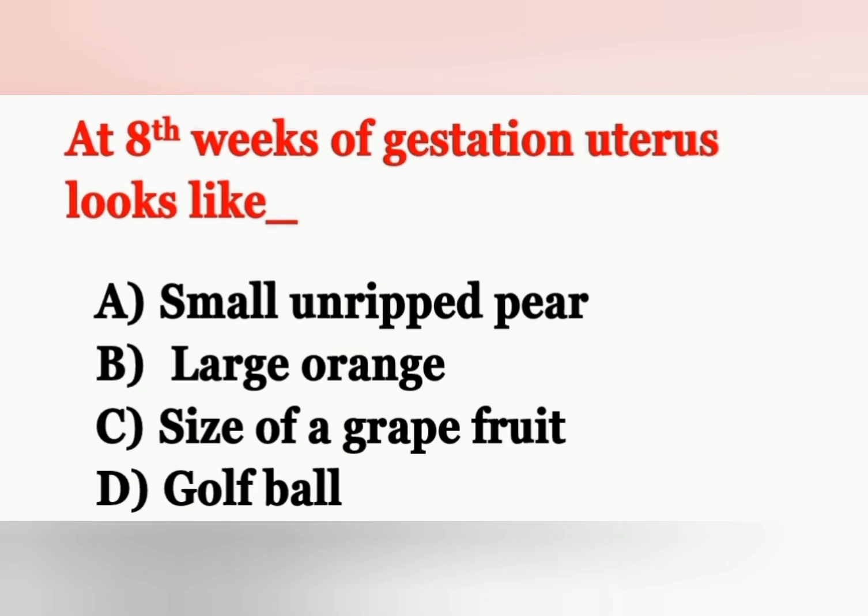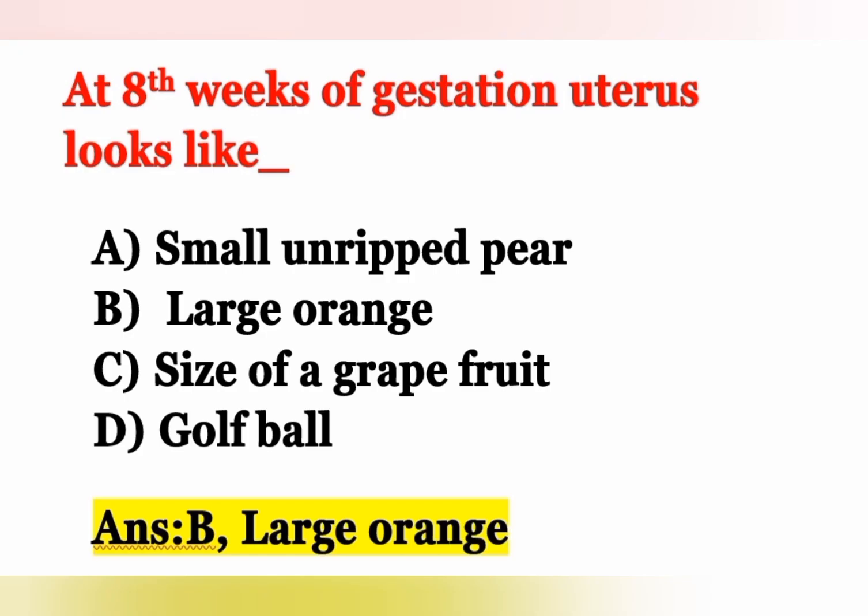And the next question, at 8th week of gestation, uterus looks like. Options: option A, small unripe pear, option B, large orange, option C, size of a grapefruit, option D, golf ball. At the 8th week of gestation, the uterus looks like a large orange. Option B is the correct answer.